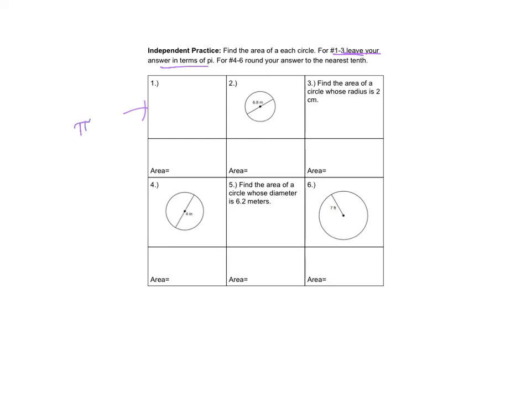So pi is going to be your answer. And then 4 through 6, you round. So you don't have to do both every single time. Okay? All right, good luck.